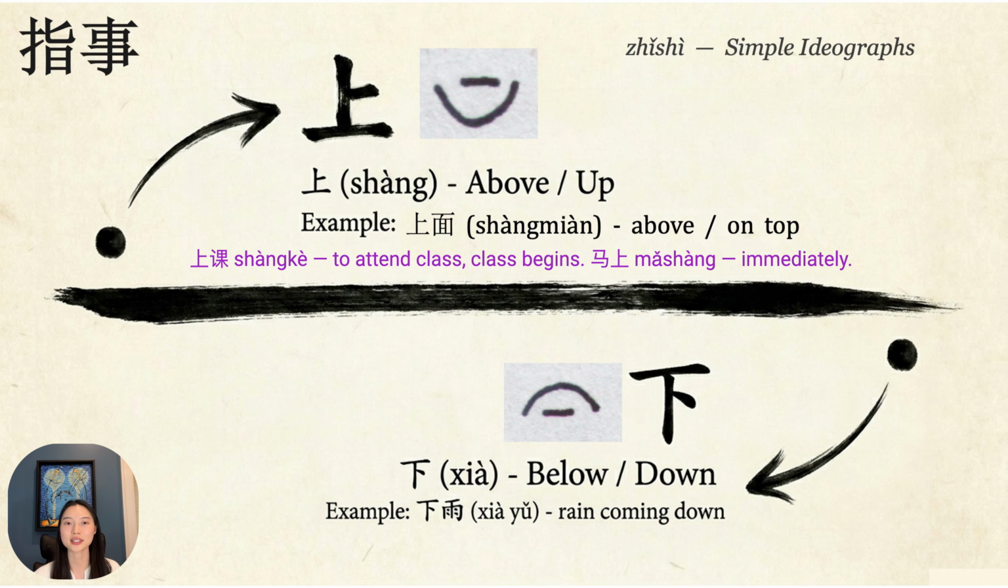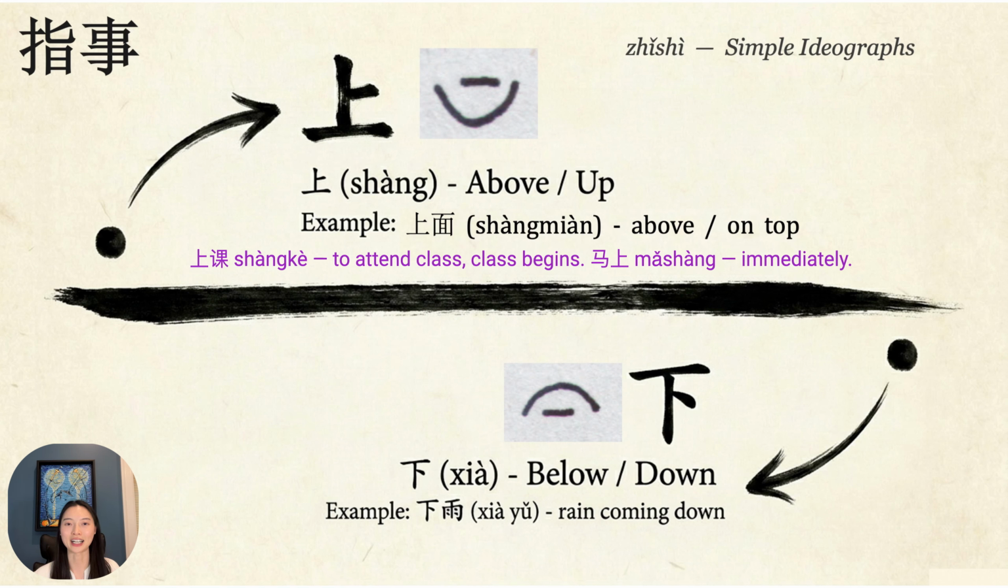You use it constantly. 上课, to attend class. 上面, on top. 马上, immediately. And 马上 is a fun one. It literally means on horseback, because in ancient times, on horseback was as fast as anything could go.